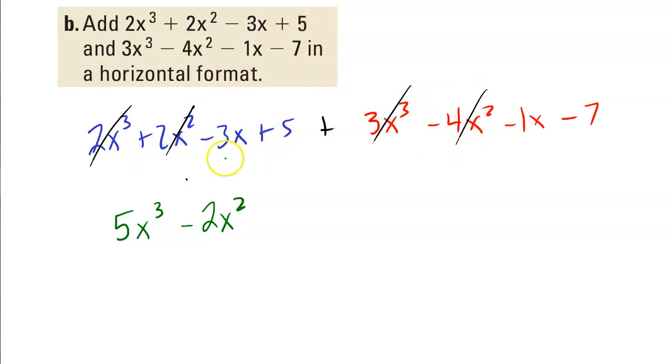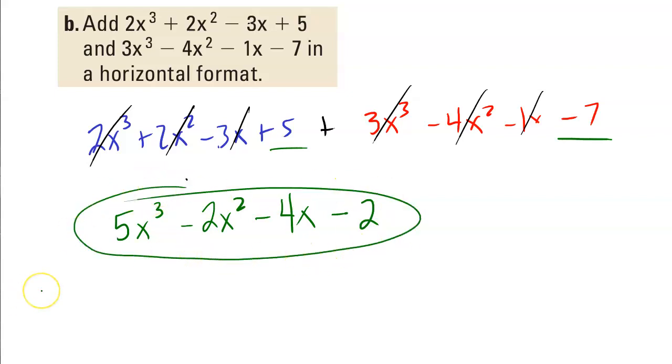And I keep going. Where are my other like terms? So negative 3x is like with negative 1x. And so we combine those terms, negative 3x and then minus 1x, or plus negative 1x, is going to give me a total of negative 4x. And then we have our constants left over. So I have a plus 5, and then I have a minus 7. So I can combine those constants and say 5 minus 7, or 5 plus negative 7 is negative 2, or minus 2 there. And so there's my answer for the second one.